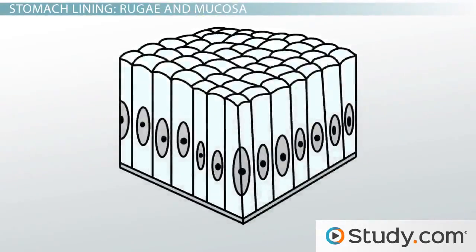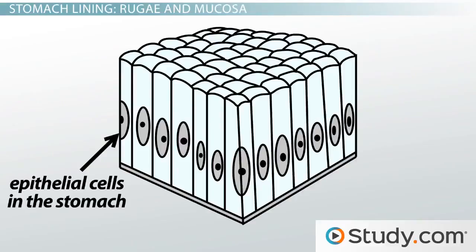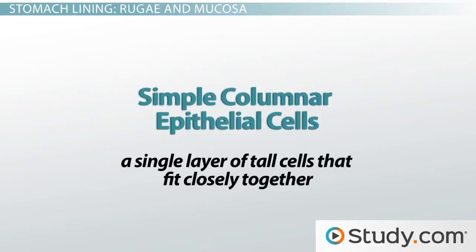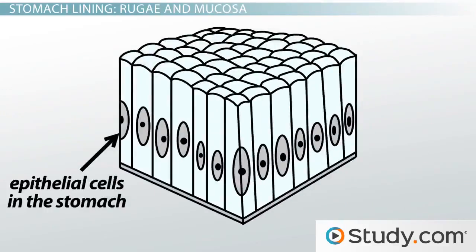Now the mucosa consists of many epithelial cells. We previously learned that epithelial cells typically form closely packed layers of cells, but epithelial cells vary slightly throughout the body, which helps them perform different functions. In the stomach, we see simple columnar epithelial cells, which are defined as a single layer of tall cells that fit closely together. Now these epithelial cells are called simple because they are only one cell layer thick. They are also tall and resemble columns, and these two features will help you remember their name.